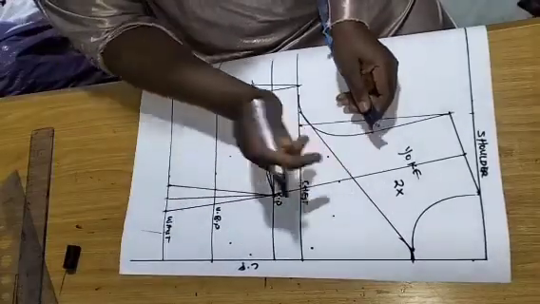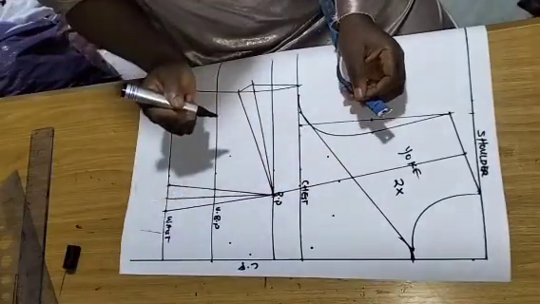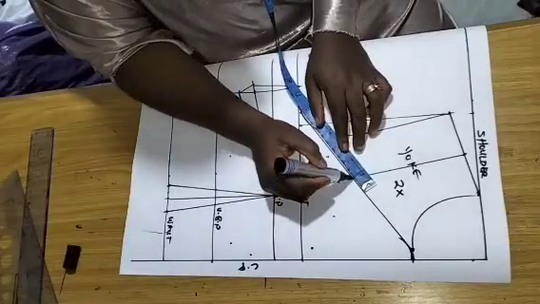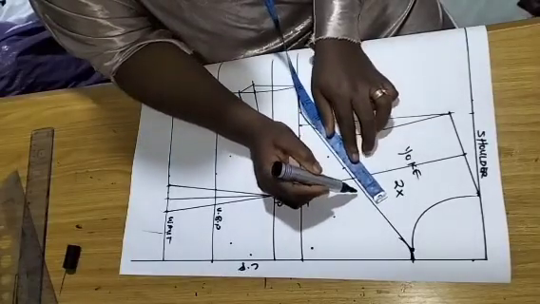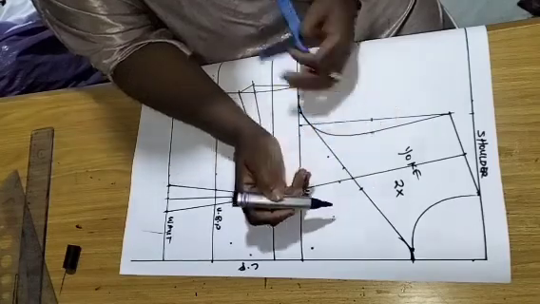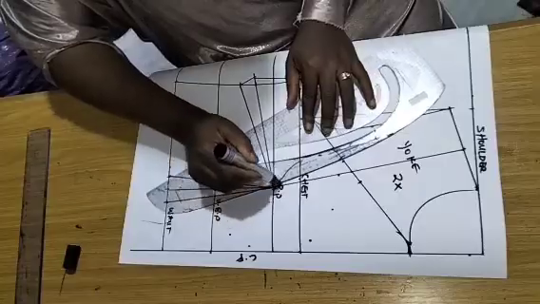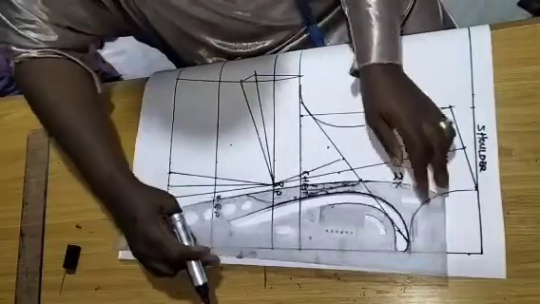So right now on the over bust boning line, I'll just go in this way. From here I'll come out by 0.75, and from here I'll come out by 0.75 as usual. So I'll just run my yoke this way.